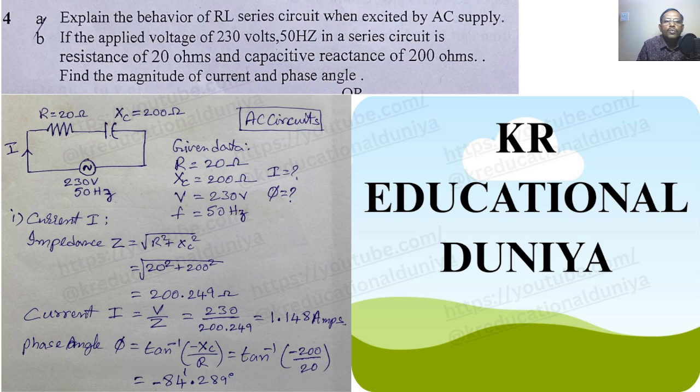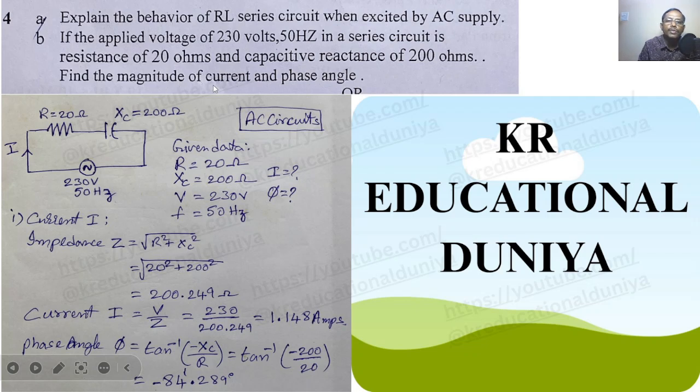So both we have to connect in series with the voltage. The resistance is 20 ohms, and they didn't give the capacitance value, they have directly given the XC value, the capacitive reactance, as 200 ohms. Find the magnitude of the current and the phase angle.